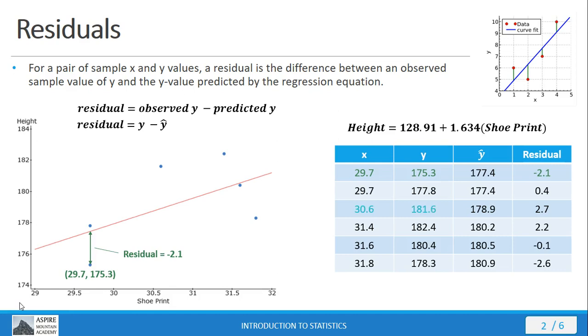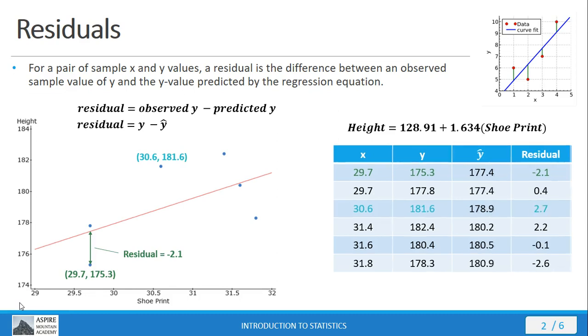Let's take a look at this example. So this data point, 30.6, 181.6, has a residual value of 2.7. And so that's simply the distance between that data point and the regression line. Notice the residual here is positive. That means the data point is above the regression line.